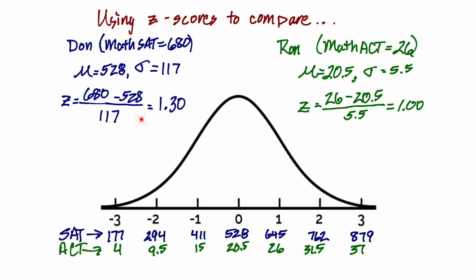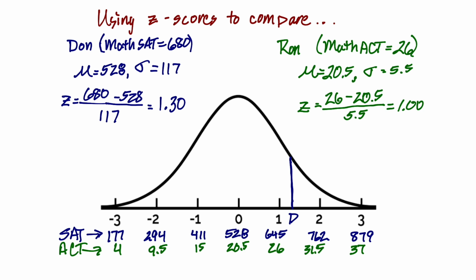So one thing that we can do is standardize both of these scores. So x minus mu is 680 minus 528. Divide that difference by 117, and we come up with 1.30. So the z-score for Don's 680 is 1.30. So his score was above the mean. 680 is above 528, and specifically it's above 528 by 1.3 standard deviations. So someplace up in here. We'll sketch that into the curve. I'll put a D for Don.